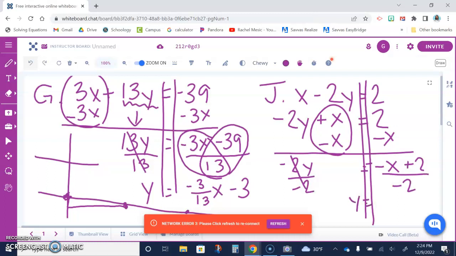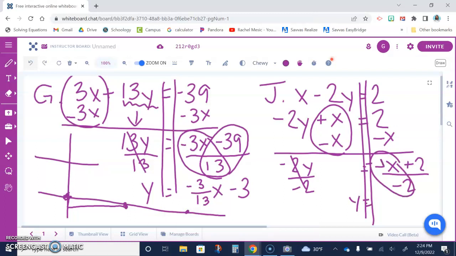So over here on the right, if I divide here, there's really a 1 in front of the x, and a negative divided by a negative is positive. So I'm left with positive 1/2 x, because I can't divide 1 by 2, so I'm just going to have it as a fraction. Then positive 2 divided by negative 2 would be negative 1. So if I graph this one, I'm going to start on the y-axis at negative 1, and I will go up 1 over 2, up 1 over 2.